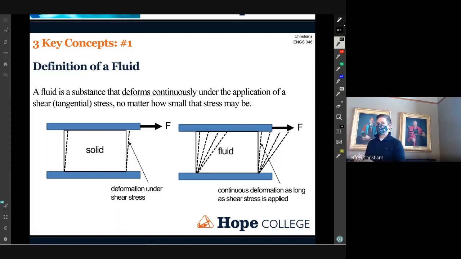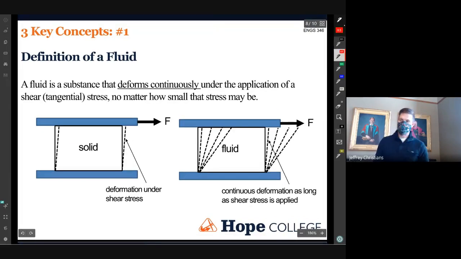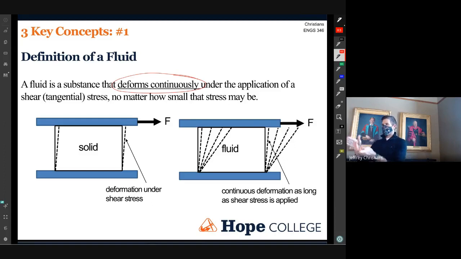So for fluids, and I'll post these so you don't have to feel like you need to copy everything down. But a fluid, and right, we're kind of defining a class of things by a definition that doesn't necessarily work perfectly and wonderfully for every possible thing. There is a gray area. But a fluid is something that deforms continuously upon application of a stress, of a force.